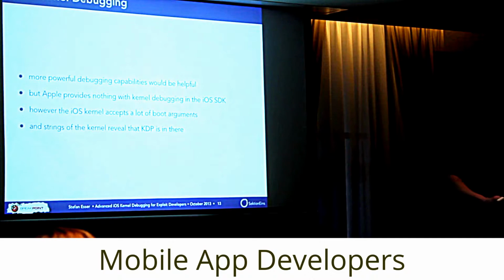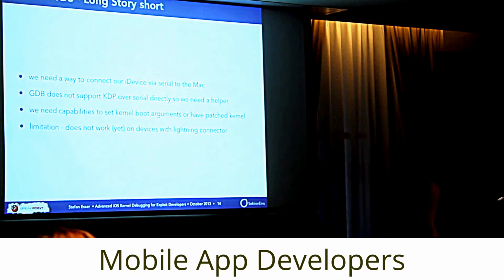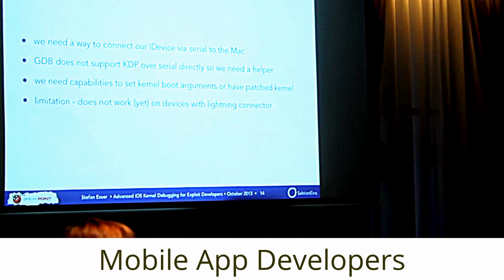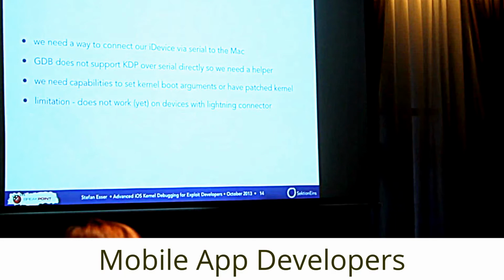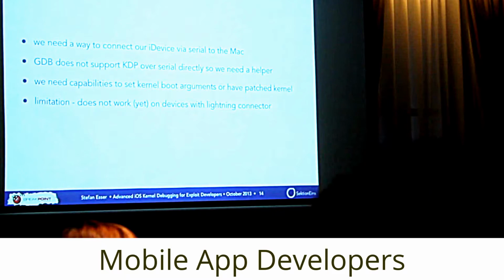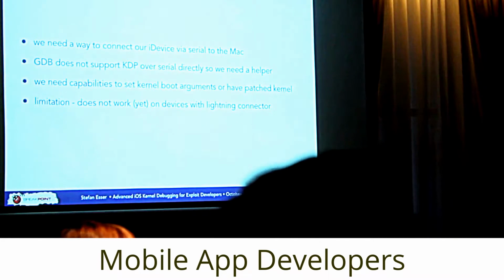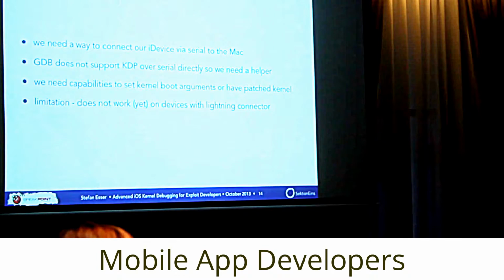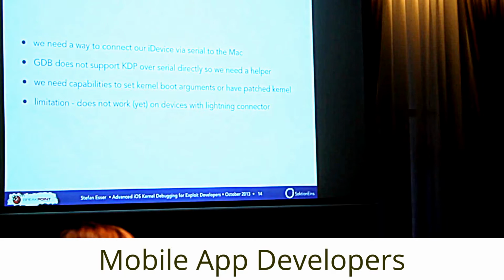So long story short, we need several things to use that. We need a way to connect our device via serial to the Mac. We have the problem that KDP needs a helper application. Normally we are not able to set these boot arguments, so we cannot activate this kernel debugger. So we either need some exploit to give it boot arguments, or we need a patched kernel to activate it later on.